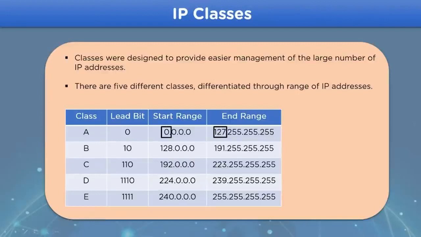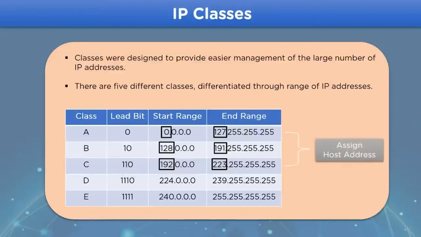Then we have Class B. Class B fulfills the requirements for medium-sized network hosts, where the first 2 bits of the network ID are 1 and 0, with a range from 128 to 191. Then we have Class C, which can fulfill the requirement for small-sized network hosts, where the first 3 bits of the network ID are 1, 1 and 0, ranging from 192 to 223. From this, we get that Class A, B and C are used for assigning addresses to the host network.